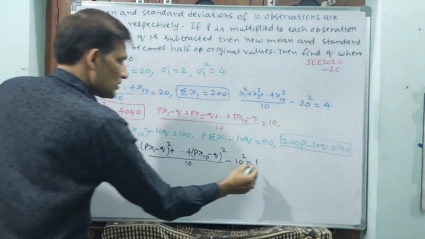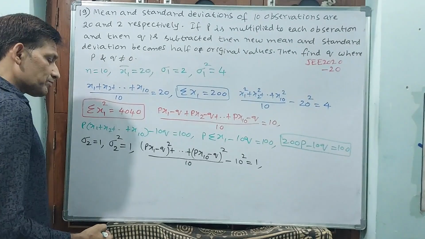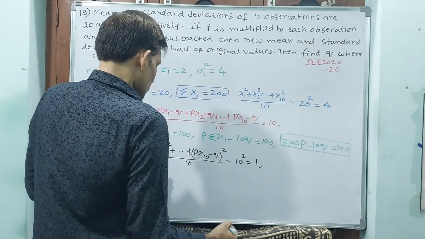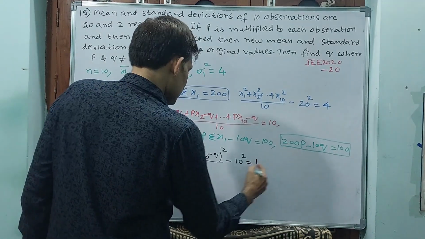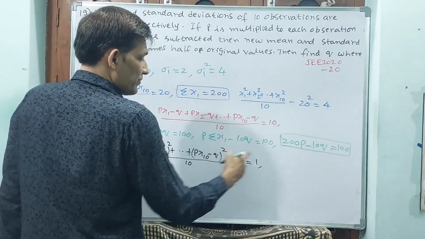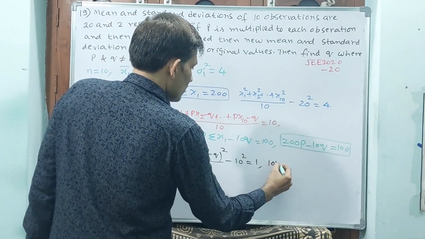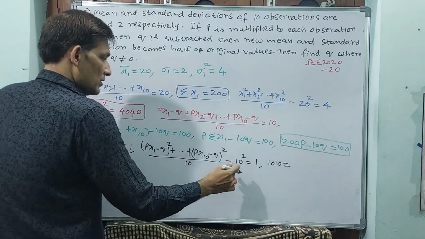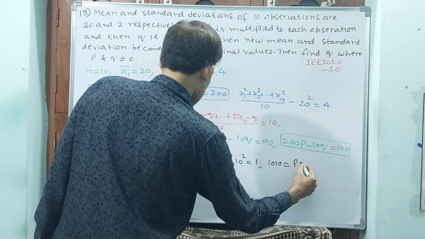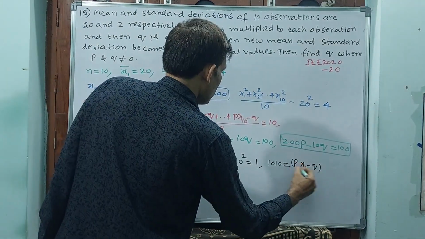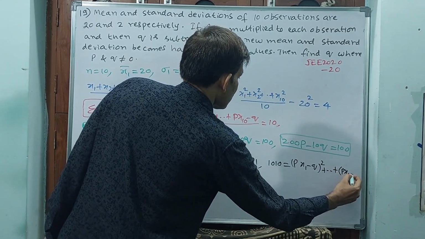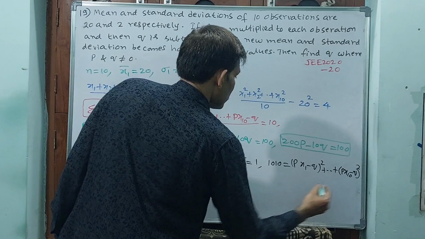Okay, now see what I want to say. Shall I write here? Okay, see the same thing I am writing once again. This is 10 square, 100, minus 101 into 10, 1010 is equal to this one. How much will this come? So let me write first this one: (Px1 minus q) whole square plus dash dash (Px10 minus q) whole square.